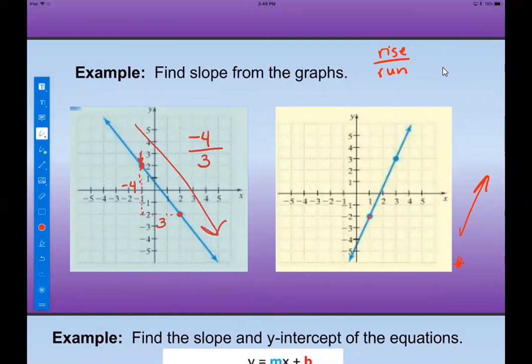So we've got our 2 points. We're going to start at this point on the left, and we're going to count up. 1, 2, 3, 4, 5. So that is 5 for the rise. Over, we're going to run 1, 2. Up is positive, to the right is positive, so our slope of this line is a positive 5 over 2.